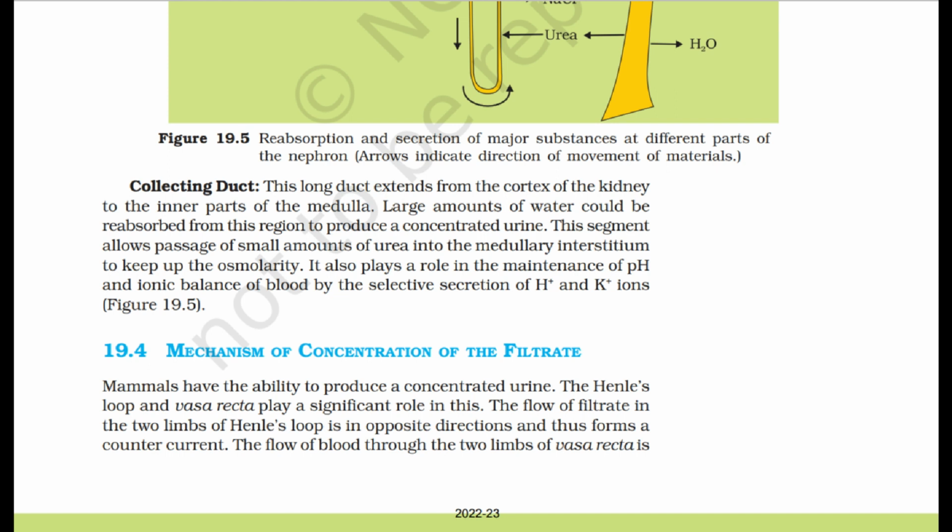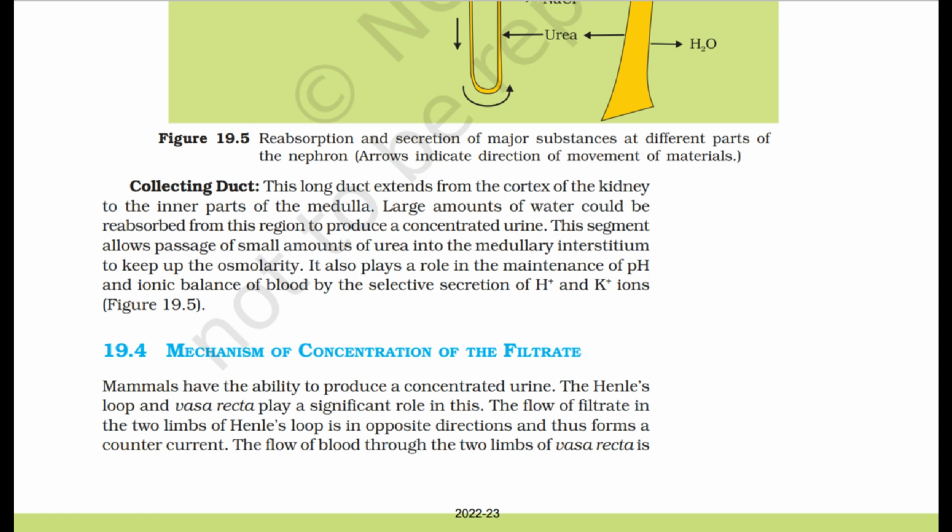Mechanism of concentration of the filtrate. Mammals have the ability to produce a concentrated urine. The Henle's loop and vasa recta play a significant role in this.